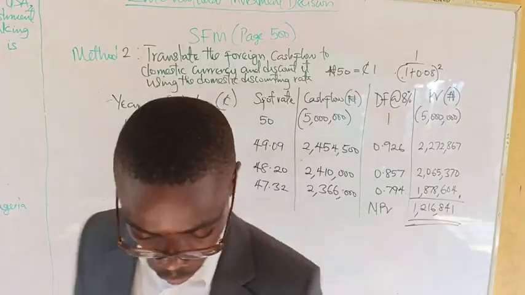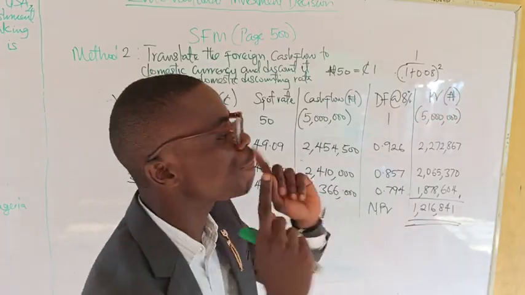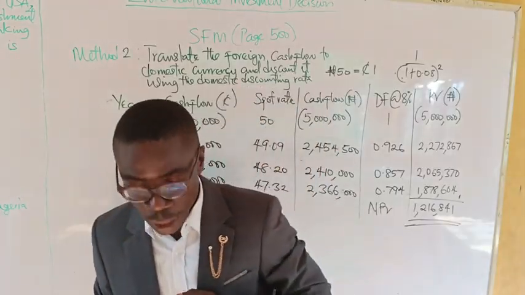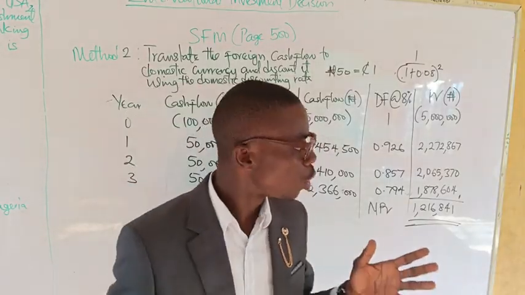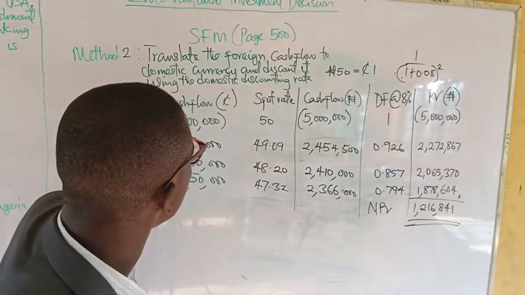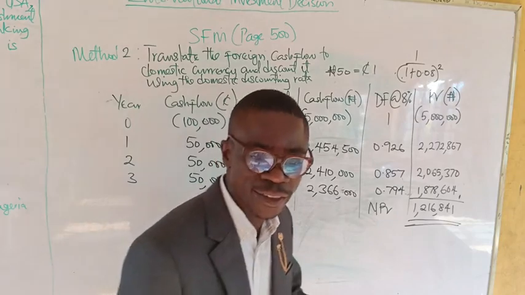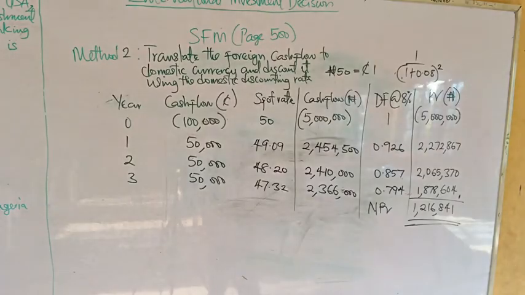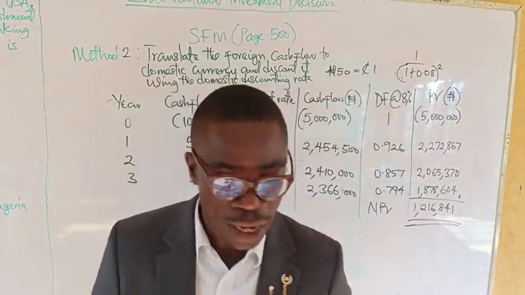Are we together now? The answer will be the same thing if you are operating in a perfect market. What do you mean by a perfect market? A perfect market is when there is no restriction. The 50,000 they are saying we should receive, we will collect it when it is due. There is no restriction to how much you can receive as cash inflow in that country.